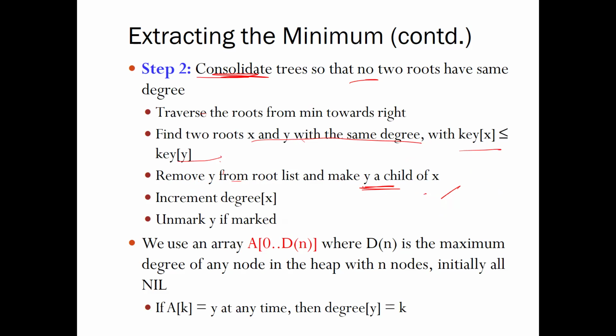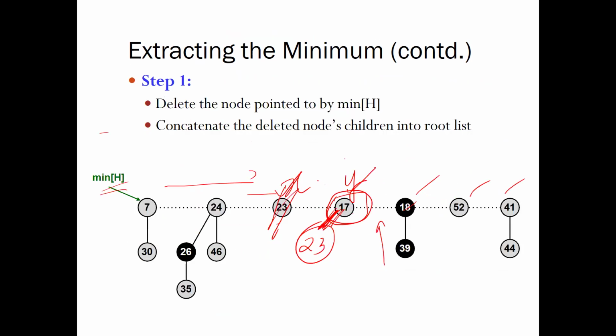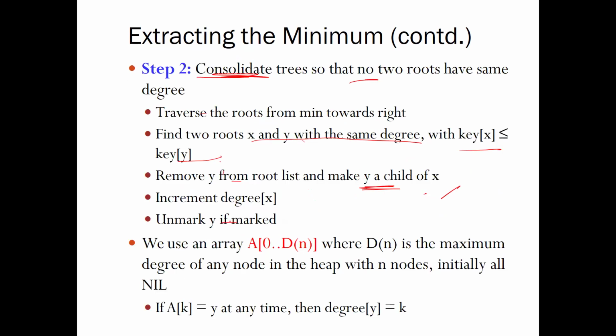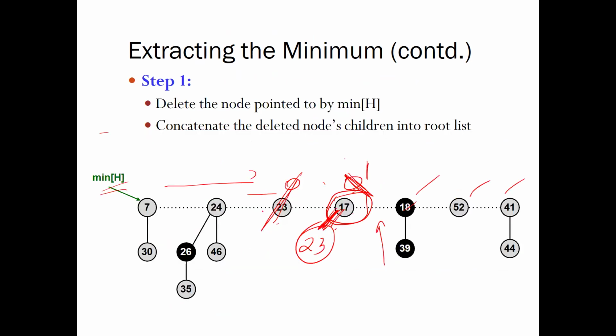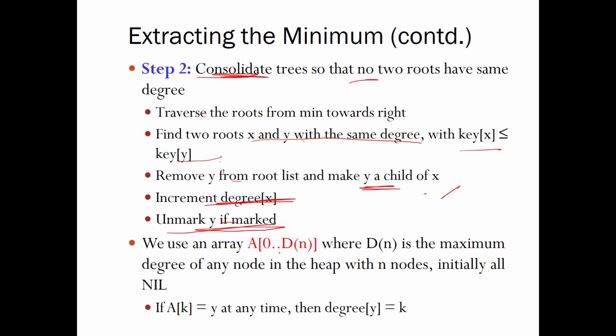Now, once you do this, initially the degree of this node was 0 and the degree of this node was also 0. Once you remove it and bring it here, now what is the degree of this node? It becomes a one-child node, right? So the degree has to be incremented. That is what is done here, increment the degree. Unmark y if marked. Suppose that you're removing it from here and bringing it here. Suppose it was a marked node, then you have to unmark it. That is also one of the steps.